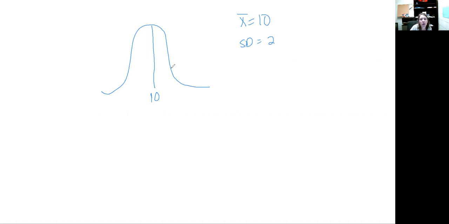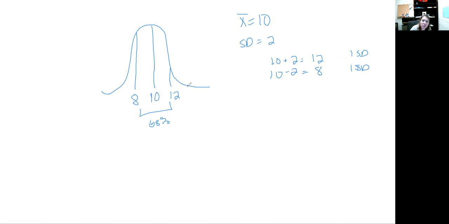So if we go 1 standard deviation to the right, that means I'm going to add 10 plus 2, and that's going to be 12. And that's going to be 1 standard deviation to the right. So 12 will be this way. And then you go 2 to the left. So 10 minus 2 will be 8. And that's 1 standard deviation to the left. Okay, so that's 8. So this is 68% of your data falls within that range, okay? So 68% fall between 8 and 12.